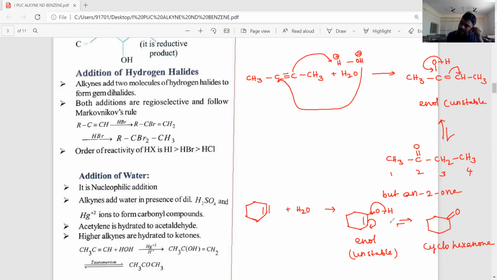Okay students, so these are the main important applications related to addition of water molecules to alkynes. All alkynes except acetylene, on addition of water in the presence of dilute H2SO4 and Hg2+ ions, form ketones only. But acetylene, or ethyne, only produces acetaldehyde, CH3 C double bond O H. It is an aldehyde. The remaining all produce ketones.